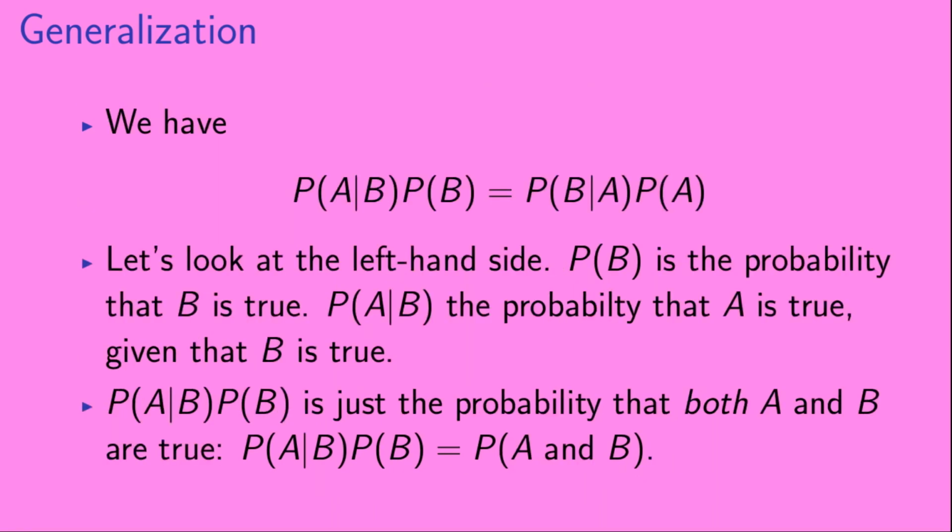Okay, so we have that equation from the previous slide. Let's look at the left-hand side. P of B is the probability that B is true. P of A given B is the probability that A is true given that B is true. Now, P of A given B times P of B is just the probability that both A and B are true. So P of A given B times P of B equals the probability of A and B.